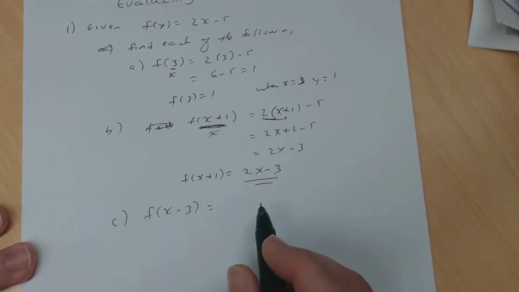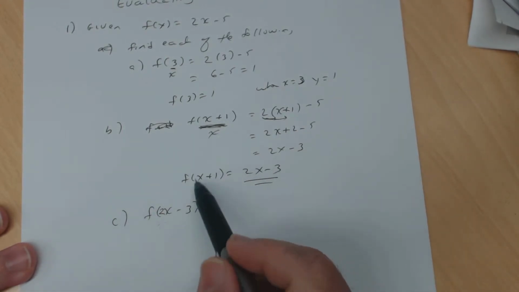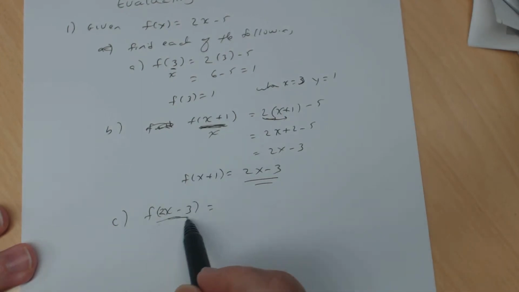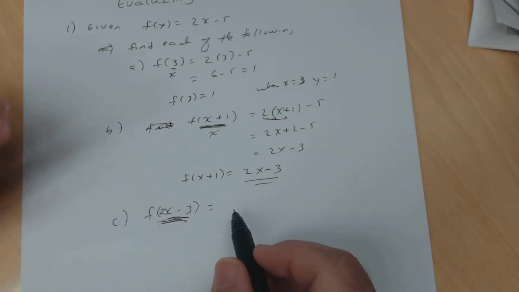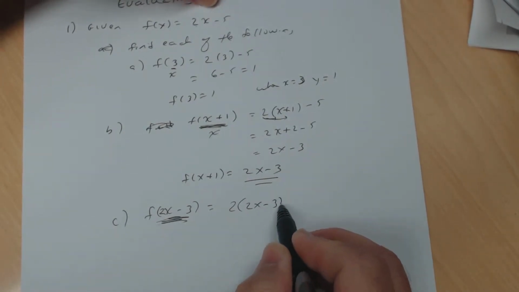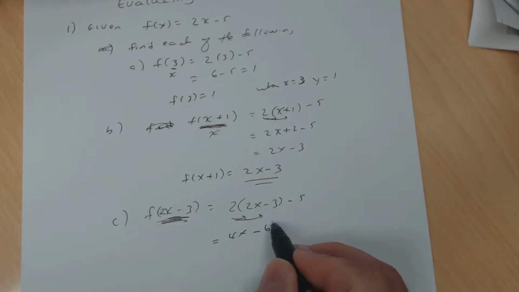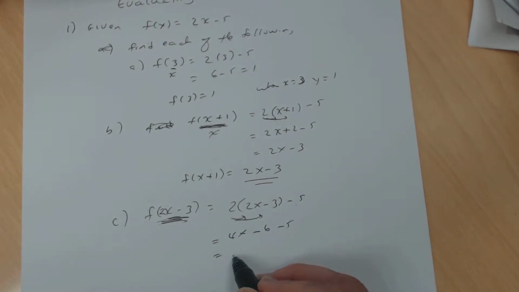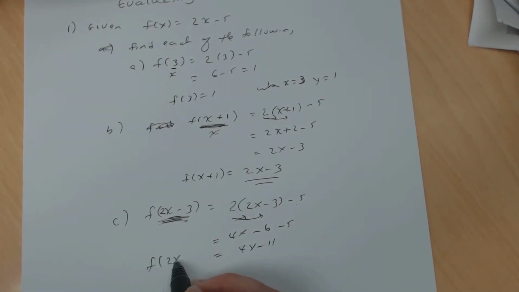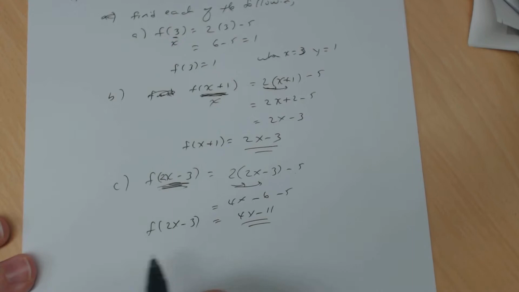Suppose you want to find f of 2x minus 3. Same thing, you do the same thing like you did in part B. Wherever you see the variable x, you're going to plug in 2x minus 3. So I get 2 times x, in parentheses I put 2x minus 3, and then subtract 5. Using the distributive property, 2 times 2x is 4x, 2 times a negative 3 is a negative 6, and then subtract 5. When I combine like terms, I get 4x minus 11. So f of 2x minus 3 is equal to 4x minus 11.